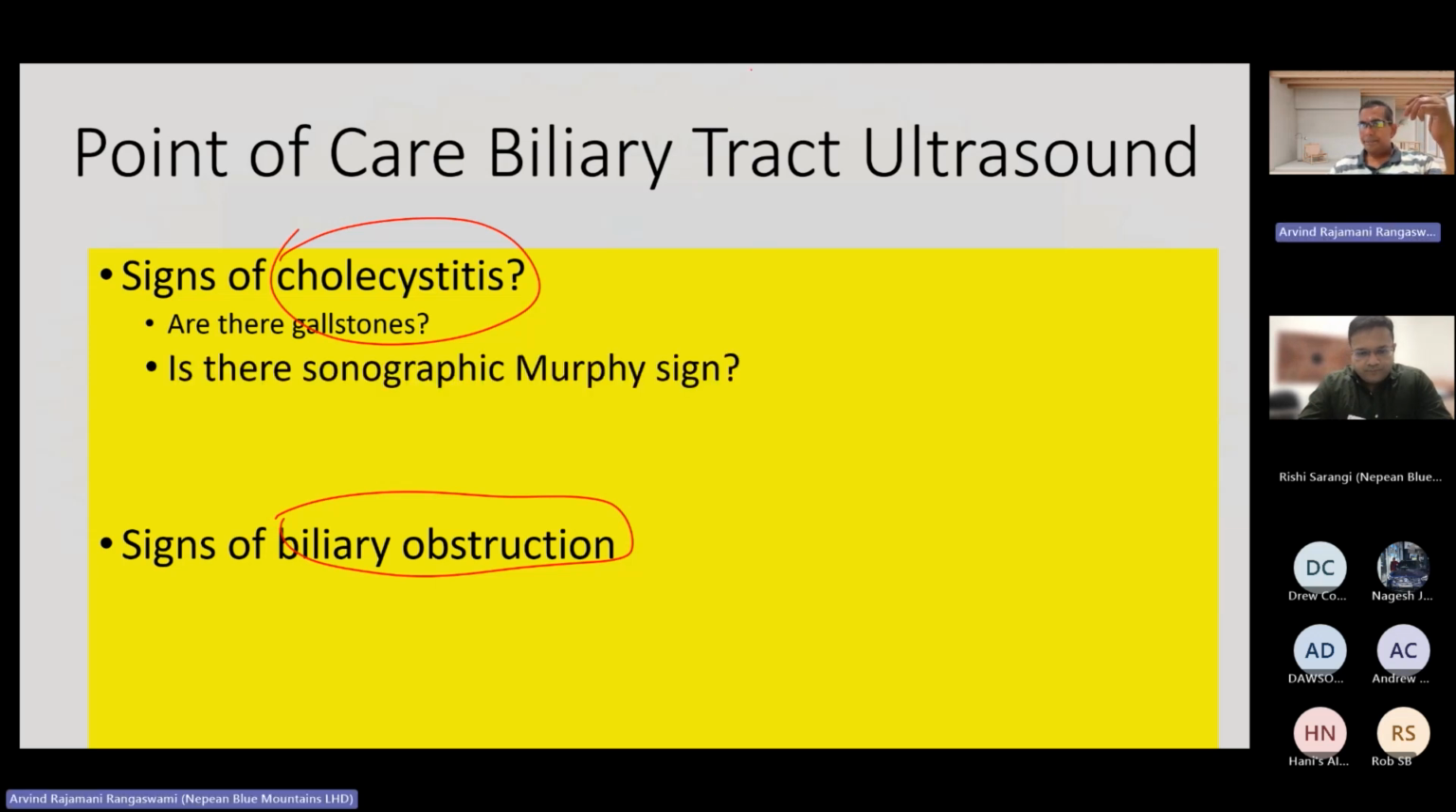What Nagesh said was about all the other signs, the inflammatory fluid, etc. I'll come to that in the next slide. Those are actually called soft signs for cholecystitis. The two hard signs for cholecystitis are these two: does the patient have gallstones, and along with the gallstones, does the patient have sonographic Murphy sign? Can anyone say what sonographic Murphy sign is?